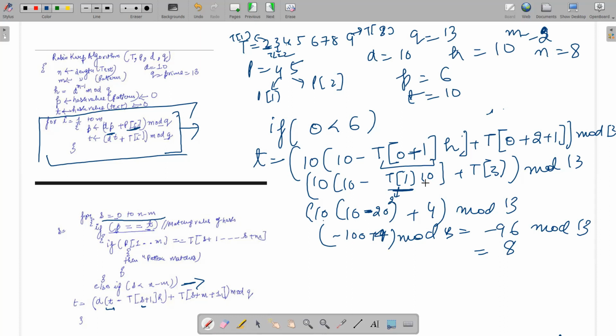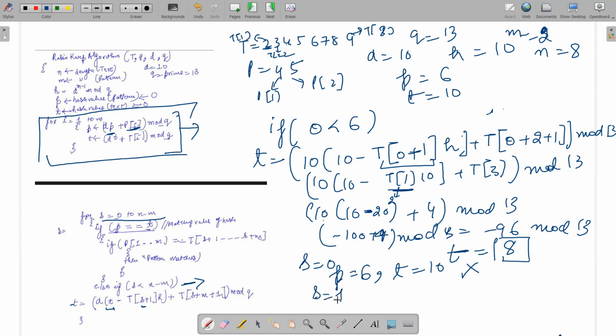So it means 8 is the updated value of T, and I'm matching this entire T because this S value is 0, and we have calculated for S equal to 0. We try to calculate whether P was equal to TS or not. Initially the P value was 6 and the T value was 10. It did not match, right? Then obviously your updation is done.